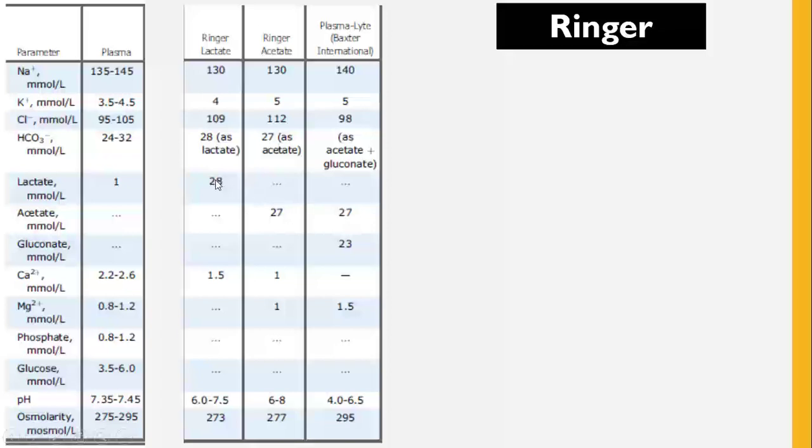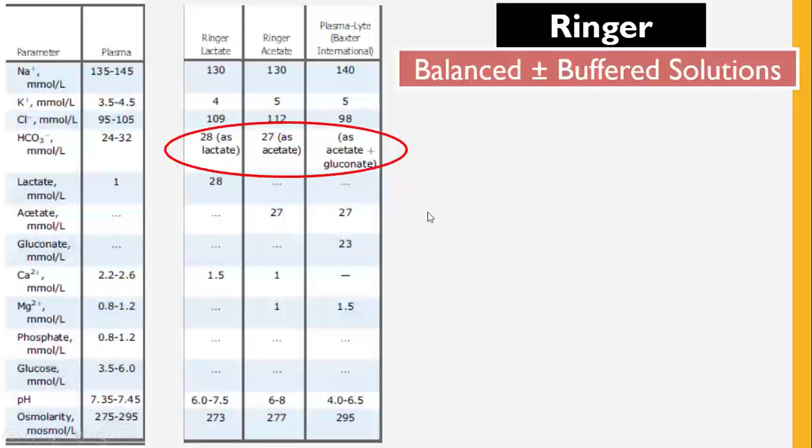What's the difference between lactate and acetate? Lactate and acetate will convert inside the body to bicarbonate, but the lactate needs the liver to do this. The acetate doesn't need the liver to be changed to bicarbonate. All of them are isotonic, and those are named the balanced solutions. Why balanced? Because they have nearly the same chloride content as the plasma, and they have buffers. So it's balanced, maybe buffered or not buffered.